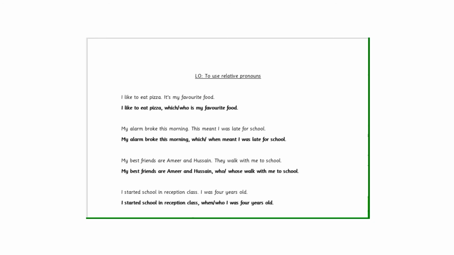And what you will then do on your sheet is you will delete the one that you think is wrong. So I like to eat pizza, I'm going to get rid of who. So my sentence will say, I like to eat pizza, which is my favourite food. And then on this second one, which is in bold, you'll have a look and decide, do you need to delete which or do you need to delete when? And then there's other ones for you to have a look at as well to decide which is the correct relative pronoun in there, and then delete the one that is incorrect.